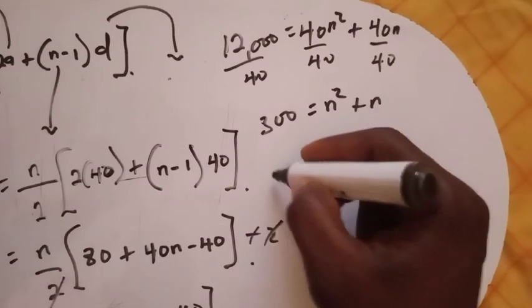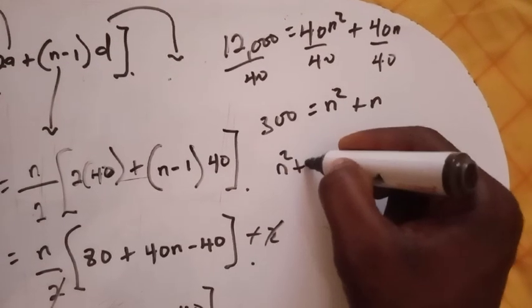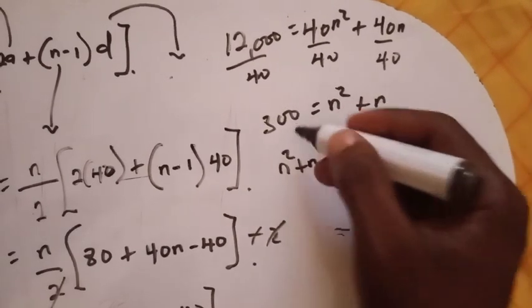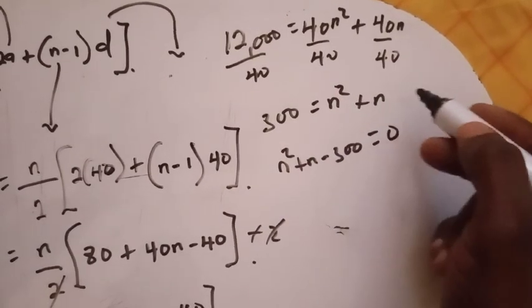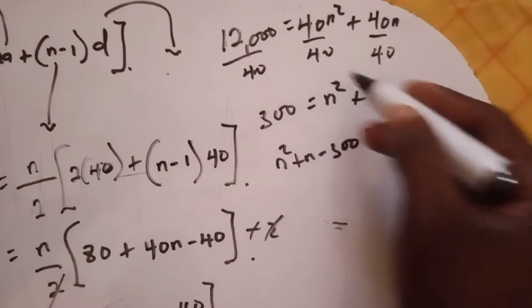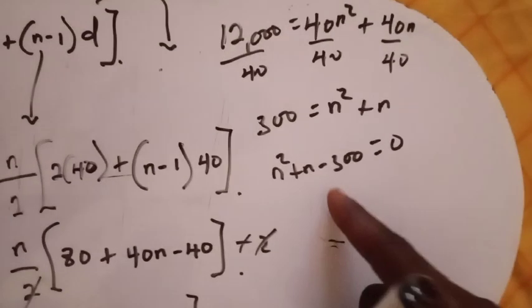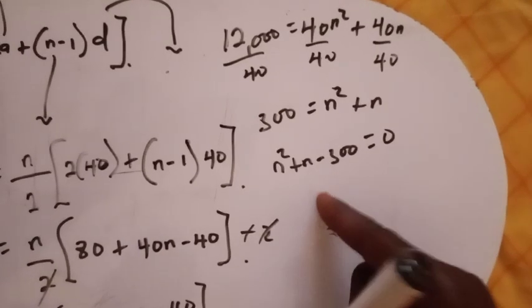That is where quadratic comes in. So you have n squared plus n minus 300, everything equal to 0, right? I'm just sending this to the other side of the equation, or you can subtract 300 from both sides of the equation to arrive at this. Whichever method you want to use in solving this is up to you.